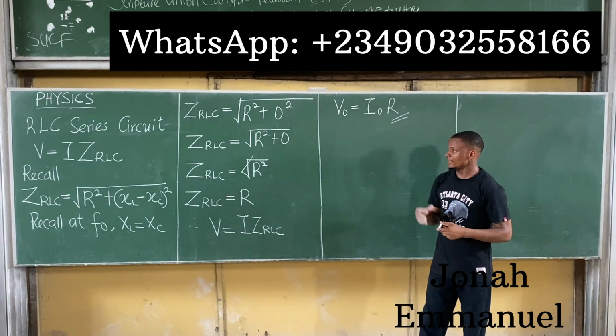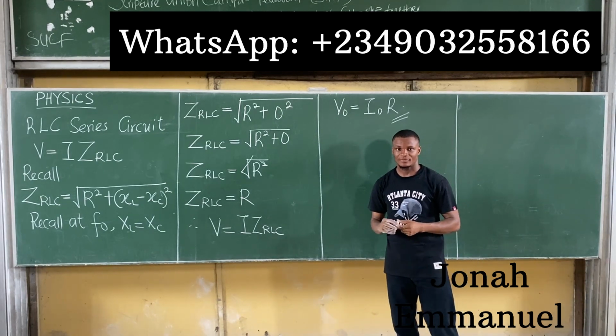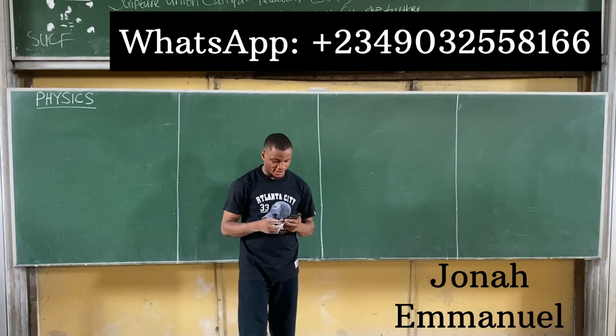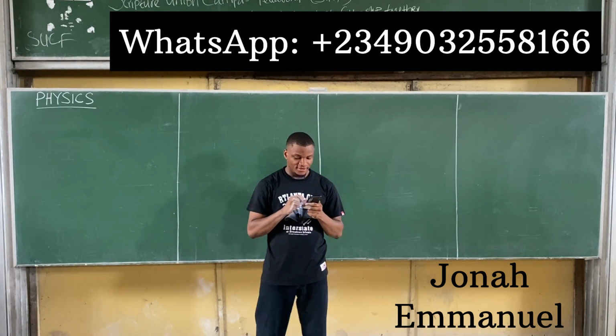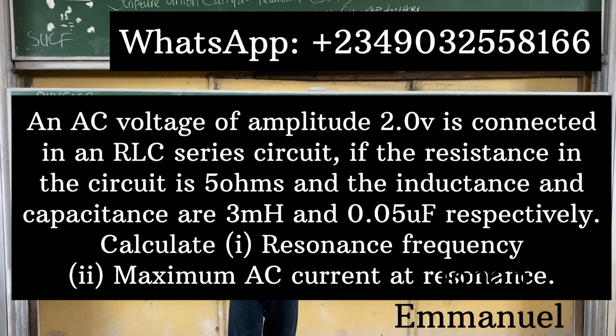All right. So with this now, let's try some questions. Let's look at this question here. This question says, an AC voltage of amplitude 2.0 volts is connected in an RLC series circuit. If the resistance in the circuit is 5 ohms and the inductance and capacitance are 3 millihenry and 0.05 microfarad respectively, calculate one, the resonance frequency f naught, two, the maximum AC current at resonance.